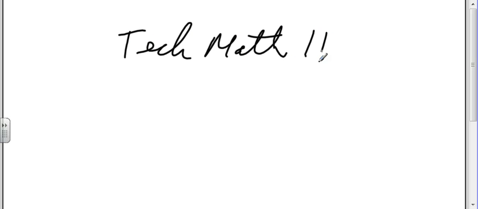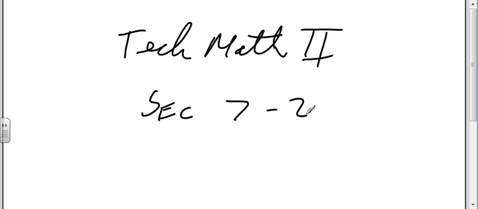All right, so we're in Tech Math 2, and we're in section 7-2. All right, so 7-2 says, well, we'll do some theory. You know, we don't do much theory, right?